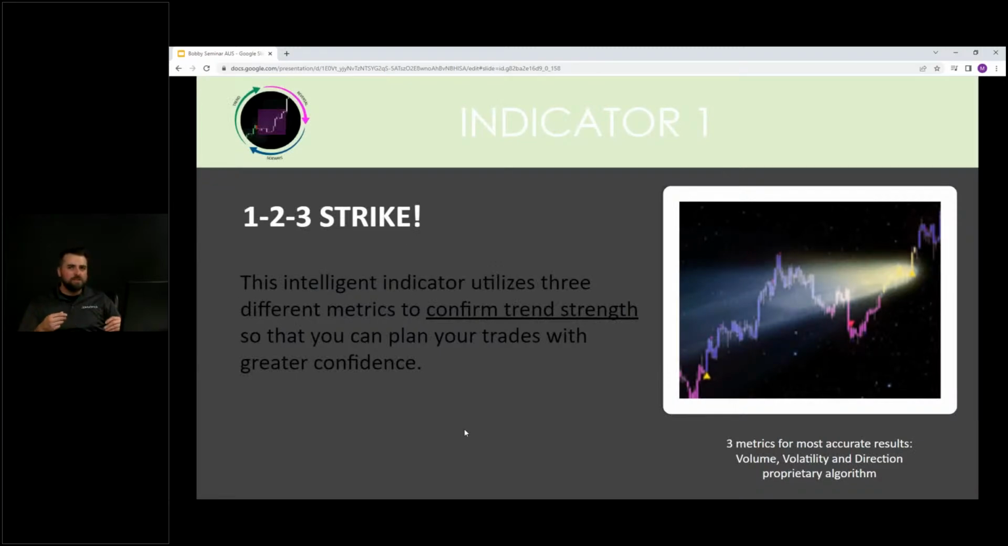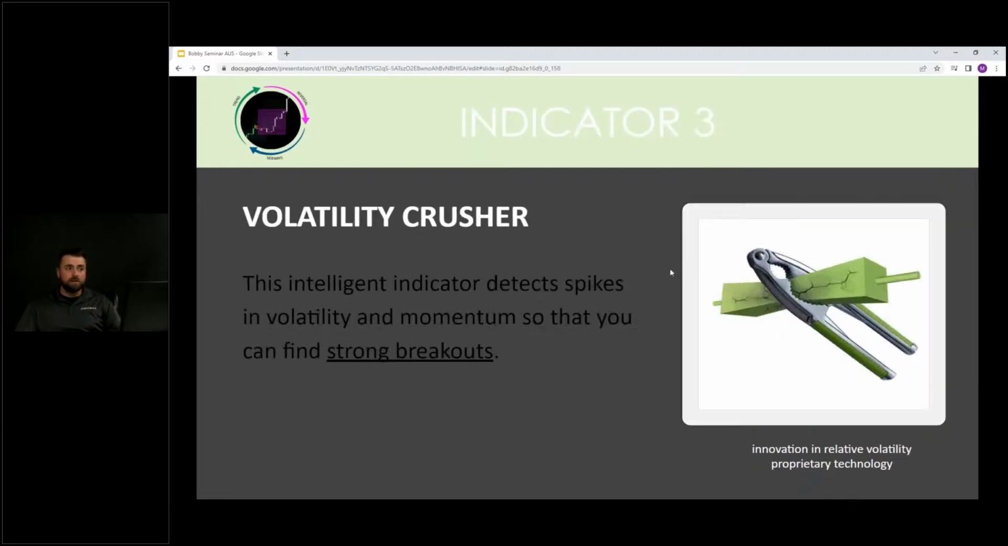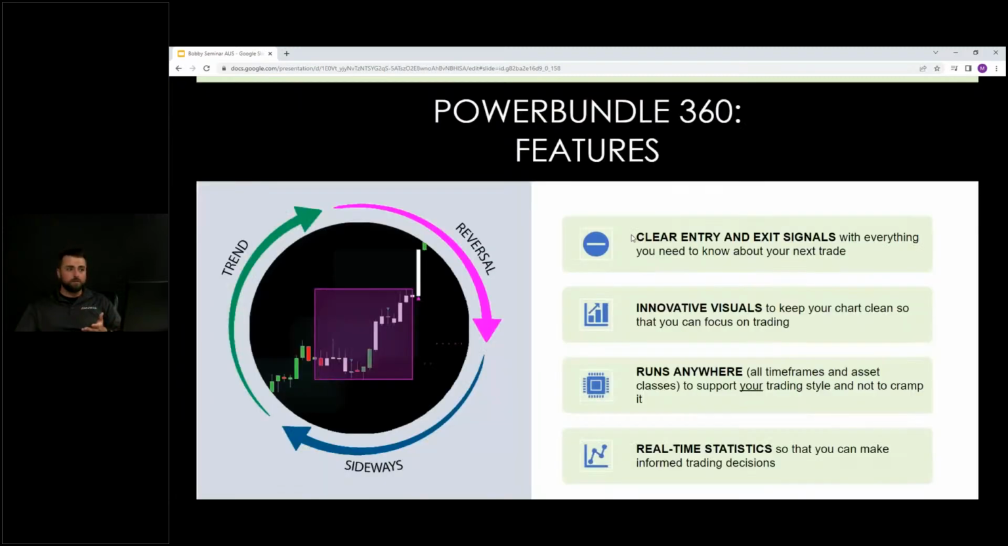We've added even more into the system since its initial release, but the first one that we're going to briefly talk about today is the 1, 2, 3 strike. Now this is an intelligent indicator that utilizes 3 different metrics to confirm trend strength so that you can plan your trades with greater confidence. It also has the divergence cloud in it, which will help you predict pullbacks and trend reversals. It uses a really unique form of volatility divergence and has a really high probability of success. It also comes with a volatility crusher. And this indicator can detect spikes in volatility and momentum so that you can find strong breakouts.